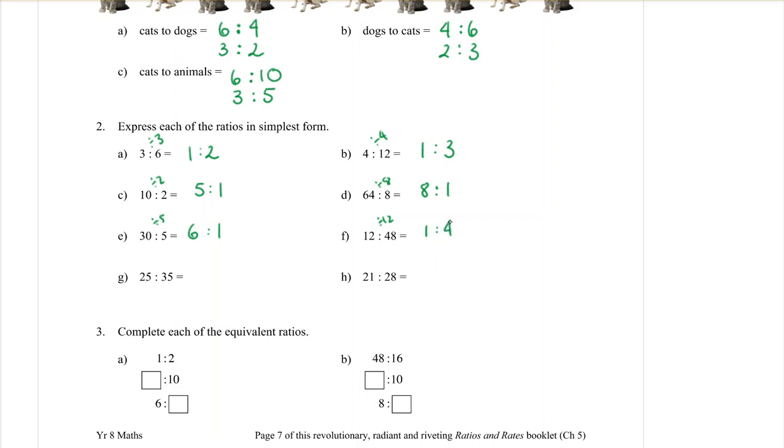And 25 and 35, what can I divide by? 5, good. So divide by 5. 25 divided by 5 is 5, and 35 divided by 5 is 7. And one last one, 21 to 28 can divide by? Very good. 21 divided by 7 is 3, and 28 divided by 7 is 4.